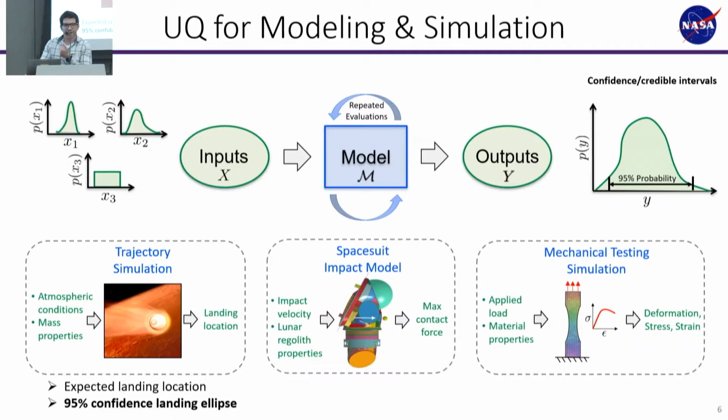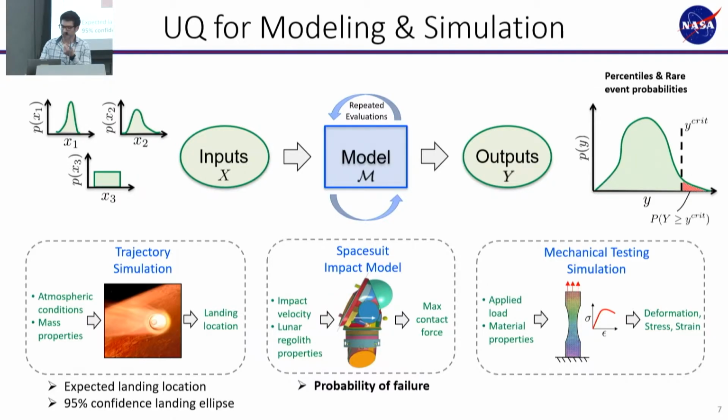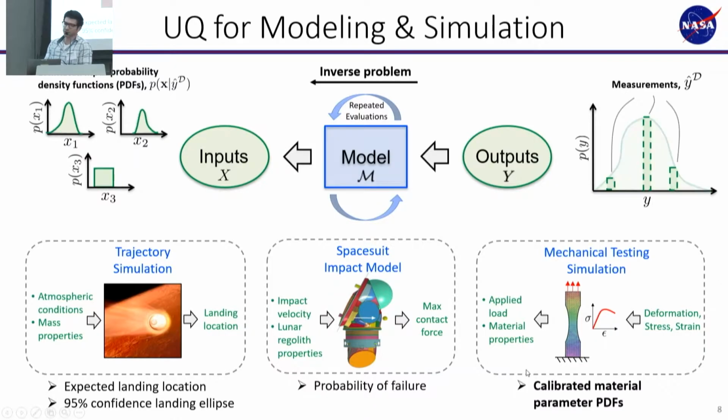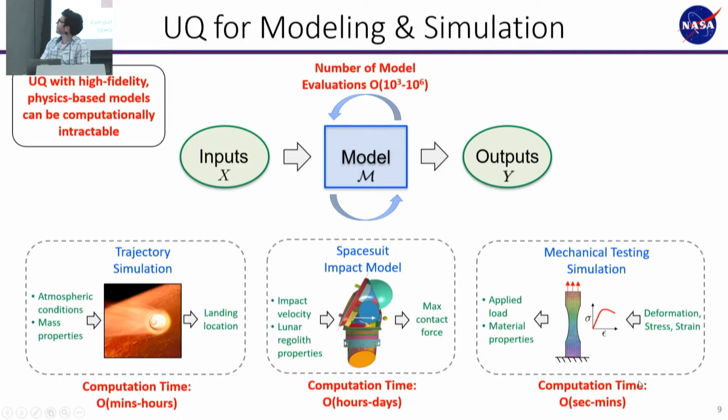Of interest a lot, oftentimes at NASA and in engineering applications, is essentially the probability that something goes wrong. So the ability to estimate rare events and percentiles and understanding the tails of your distribution. We'll consider reliability analysis of a spacesuit later, where we're trying to predict the probability of failure or the probability of exceeding some critical value of our output.